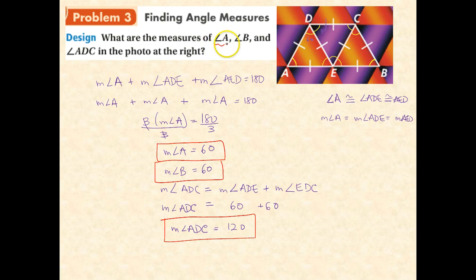So there you go. We got the measure of angle A, measure of angle B, and the measure of angle ADC using the theorems from this section and the ones that we've covered previously.